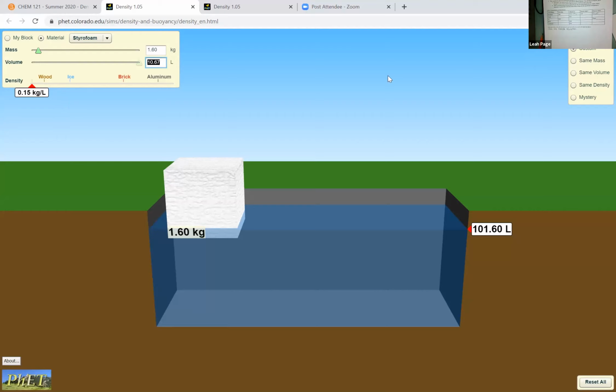So I'm going to stop sharing my screen so you guys can see your labs in front of you.